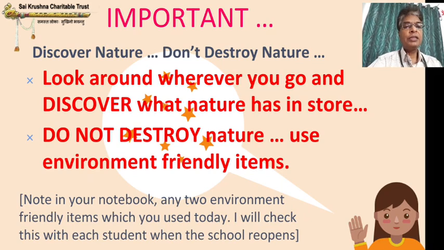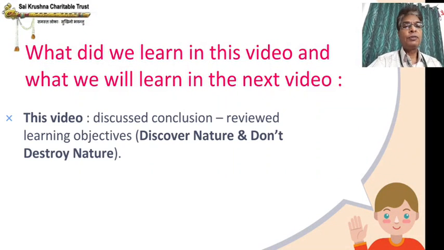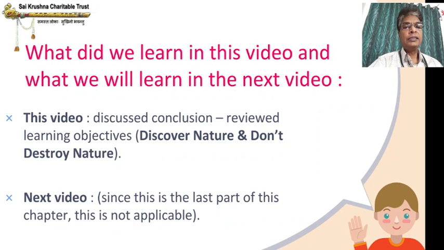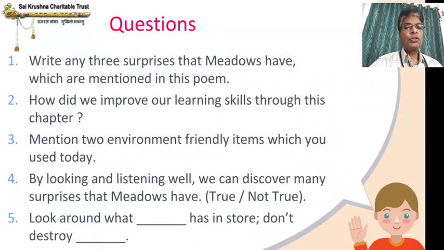Okay, so let's move to the next page. So in this video, we were able to discuss the conclusion. We reviewed the learning objectives. Whatever we decided to learn in the beginning, we were able to learn: knowledge, skills and values. And most important, we have also learned discover nature and don't destroy nature from this chapter. And this is the last part, so the next video is not applicable. We will see the next chapter whenever it comes. There are 5 questions. As usual, pause the video, note down the questions, and then answer the questions.